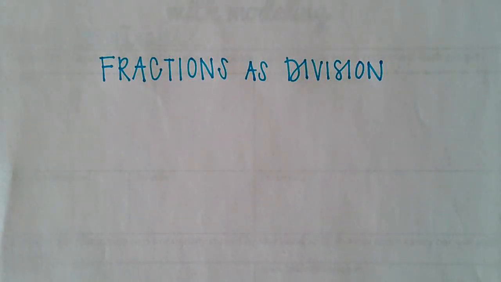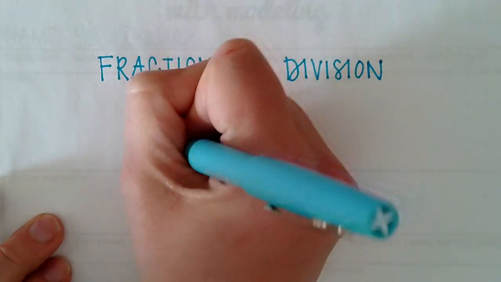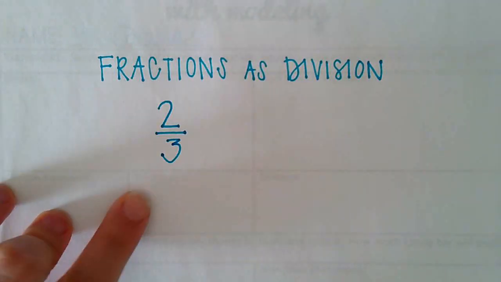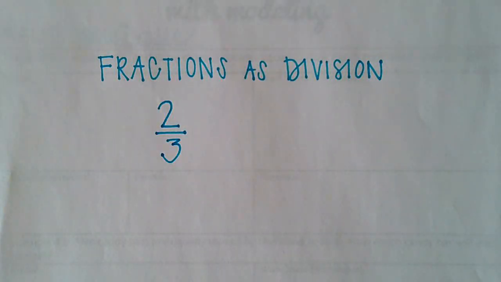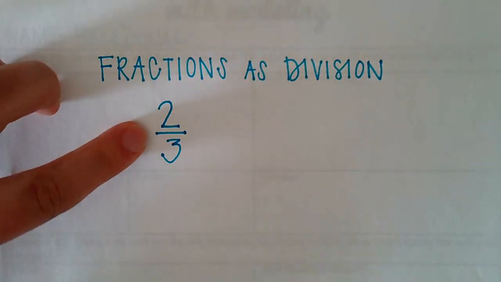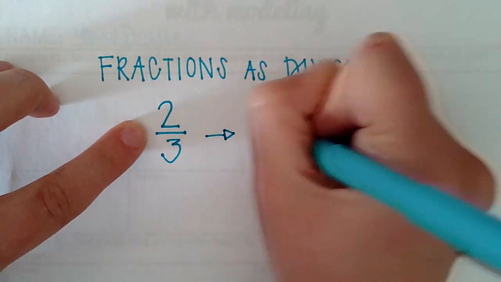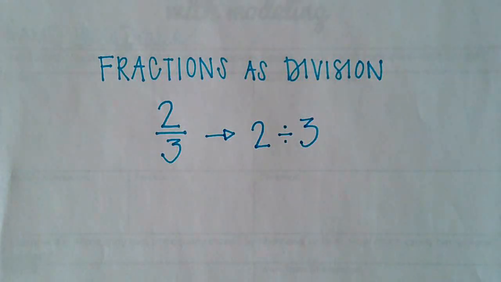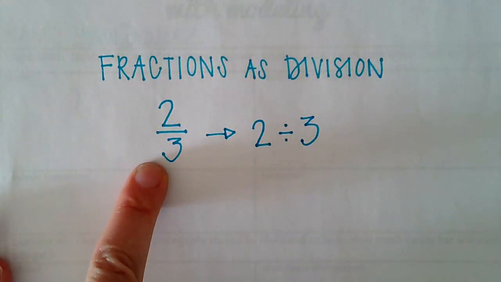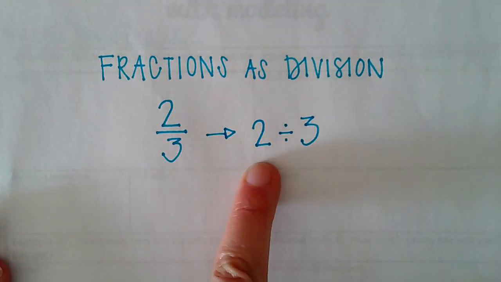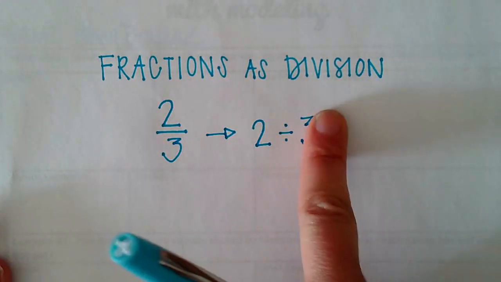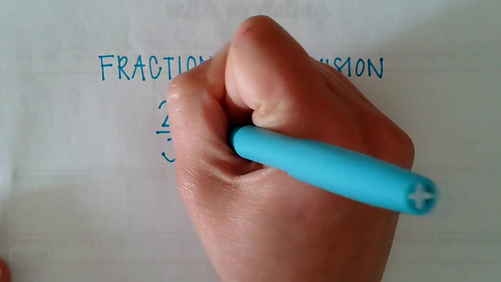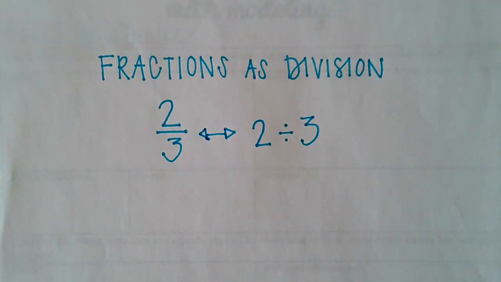Today we are going to talk about fractions as division. So we know that when we write a fraction, we use that fraction bar and it looks like this. That fraction bar also signifies division. So we could also write it like this. 2/3 is the same as 2 divided by 3. And 2 divided by 3 is the same as 2/3. So when we see that fraction bar, we know that we can divide.